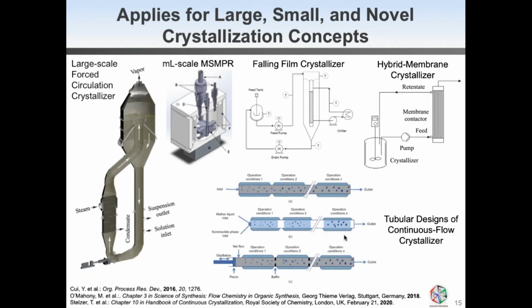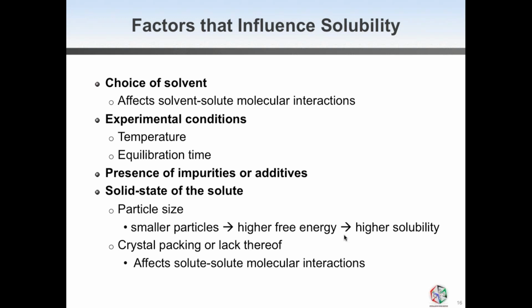So we then need to understand what kinds of factors influence solubility. One of them is the choice of the solvent. It is known that by changing the solvent, we can increase or decrease the solubility of the compound of interest. Experimental conditions have an impact on the solubility, as I have shown you already. The temperature can be used to increase the solubility. Equilibration time has an impact on the solubility, and we will touch on that a bit later in this webinar. The presence of impurities carried over, for instance, from upstream processes in the synthesis can manipulate the solubility. We can also do it on purpose by adding additives. And then the solid state of the solute itself has an impact on the solubility.